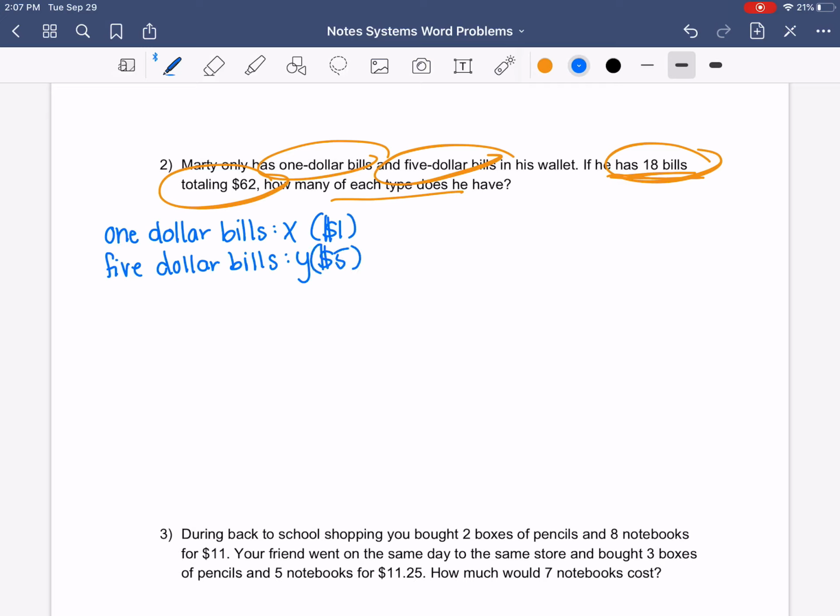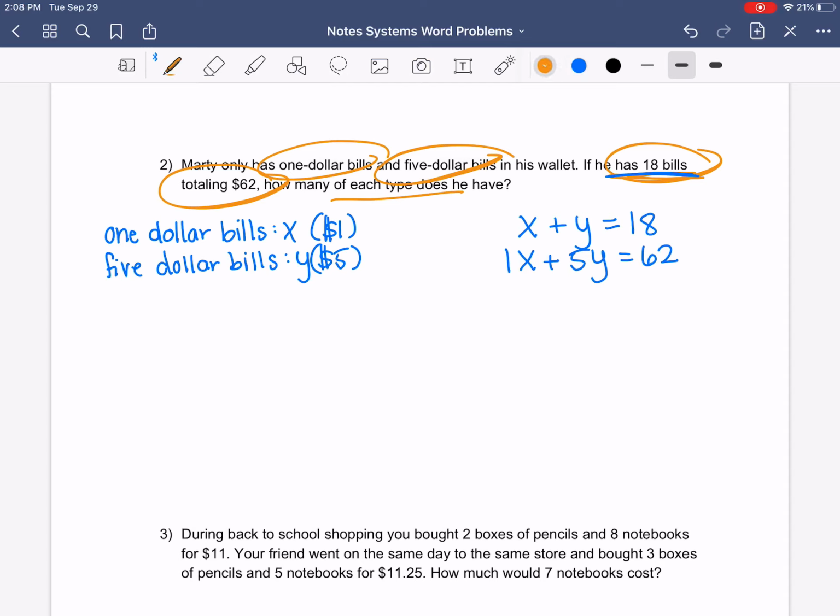So when we set up our equations, it says he has 18 bills total. So he has X $1 bills, he has Y $5 bills. That means he has a total of 18. So he could have one $1 bill and 17 $5 bills, or he could have 5 $1 bills and 13 $5 bills, or whatever, vice versa. Then we're going to take into consideration how much they cost, right? So he has a total of $62. Well, an X is worth $1, a Y is worth $5, and all 18 bills, if you add them together, is $62.